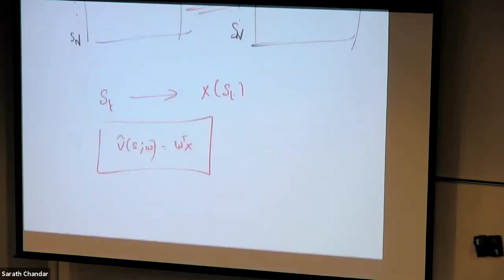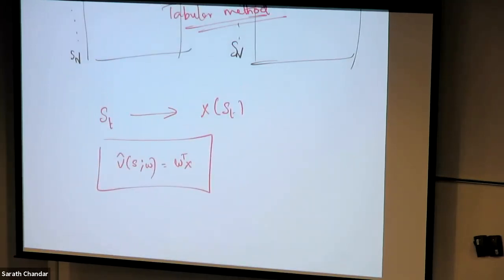Okay, so now the advantage of this is that I can see a completely new state which I have never seen before, but my value function approximator can give me an approximate value for this state, even though I have not seen this state.